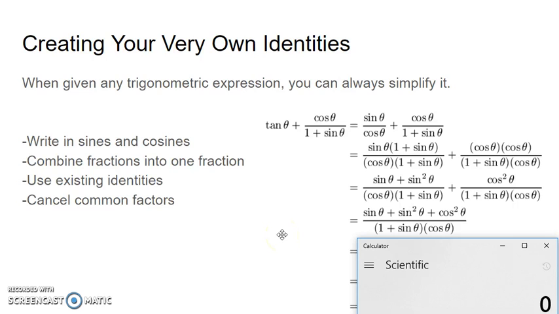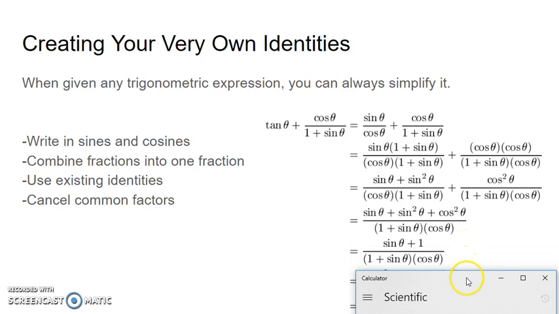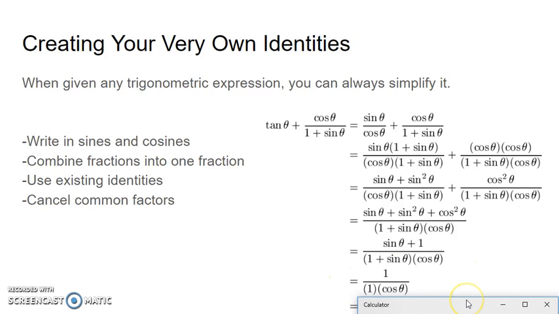But here's where things get interesting. I can use existing identities. Specifically, the Pythagorean identity, sine squared plus cosine squared is equal to 1. So by that substitution, I get sine theta plus 1 over 1 plus sine theta times cosine. Well, sine plus 1 is the same as 1 plus sine. So I can actually cancel those two factors off, leaving me just with 1 over cosine theta, quite simply known as secant of theta.